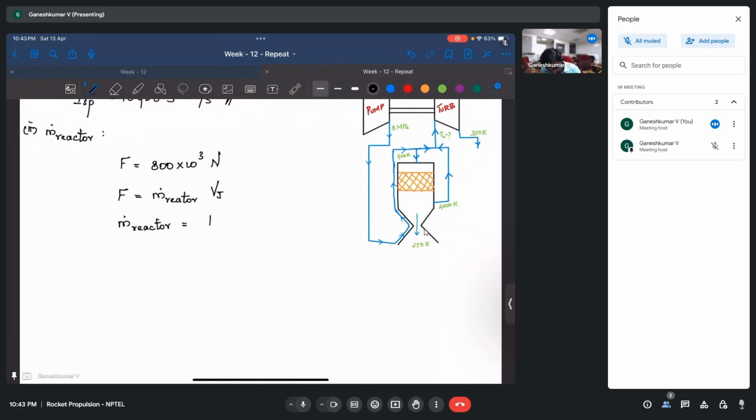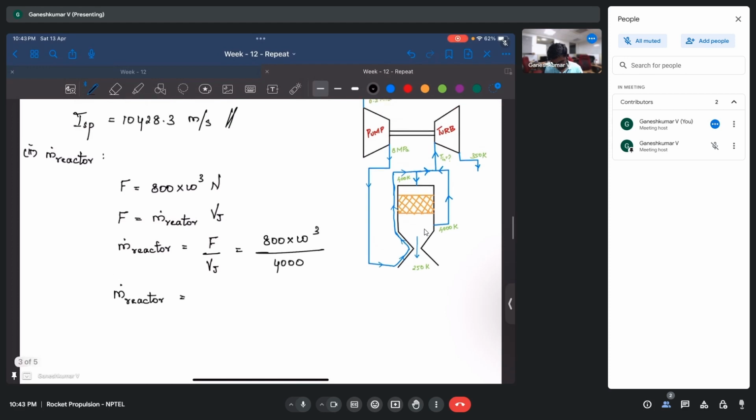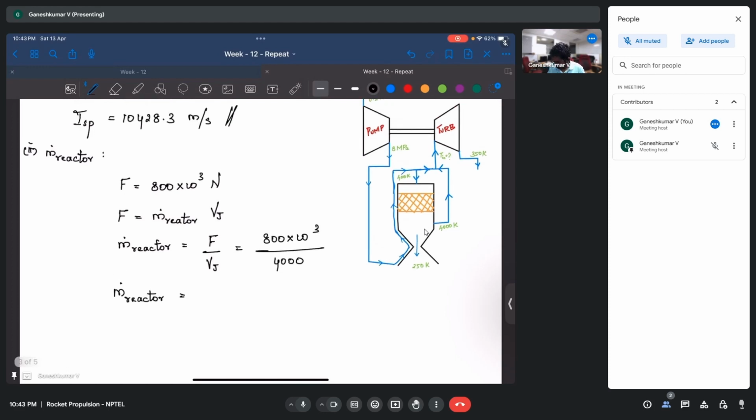Now m dot reactor is nothing but F by Vj, which is 800 into 10 power 3 newtons divided by 4000 meters per second. So m dot through the reactor is going to be around 200 kilograms per second.